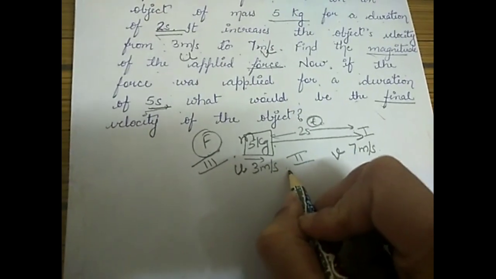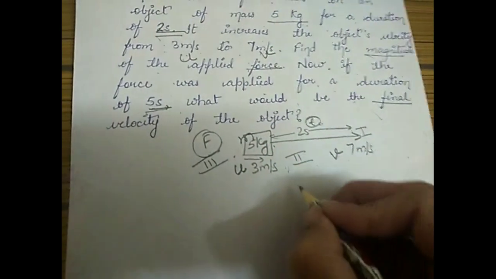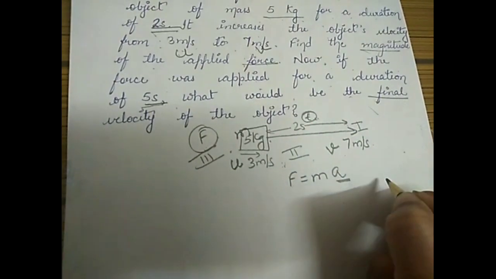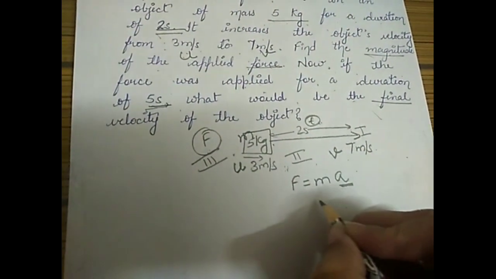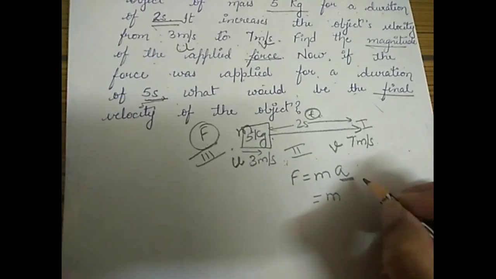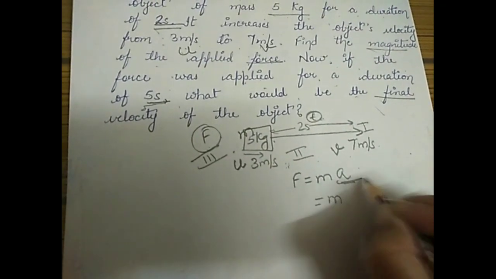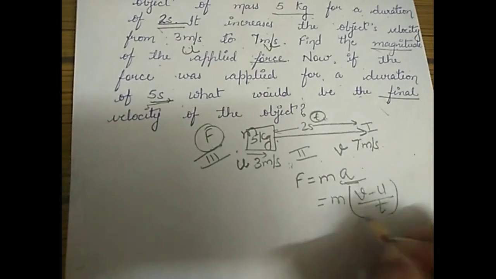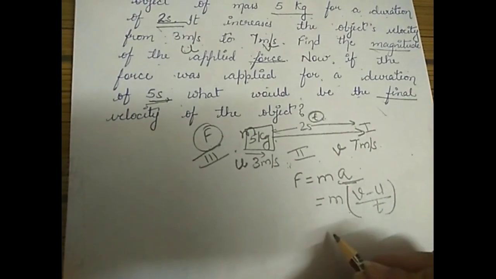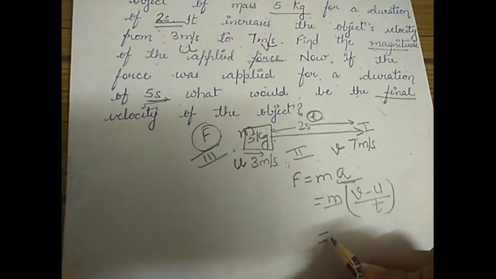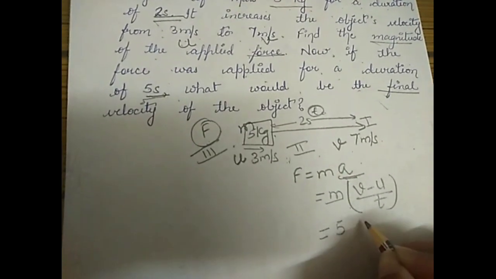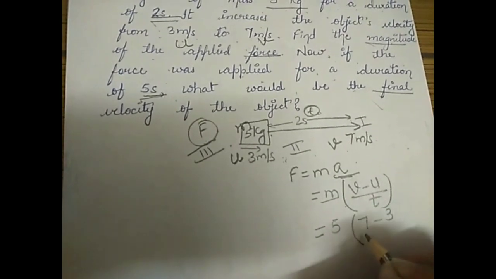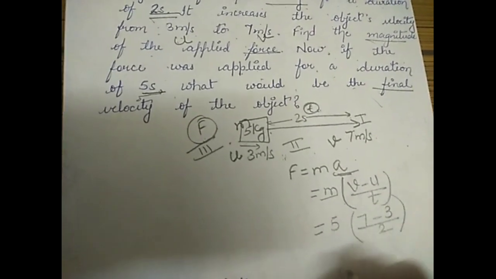So, according to Newton's second law of motion, F is equal to ma. But we don't know the a. What is a? a is not given here. So what we will do, we will convert the formula. In place of a, what we will write? v minus u divided by t. Now, what is the value of m? It is 5. What is the value of v? It is 7. u is 3. And t is 2.